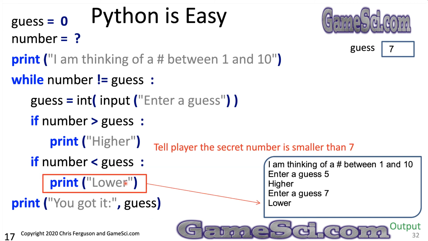And sure enough, the word lower shows up. Tell the player the secret number is smaller than 7. So we had a guess of 5, and we were told we need to guess higher. We had a guess of 7, and we were told we need to guess lower. Seems pretty easy to me.